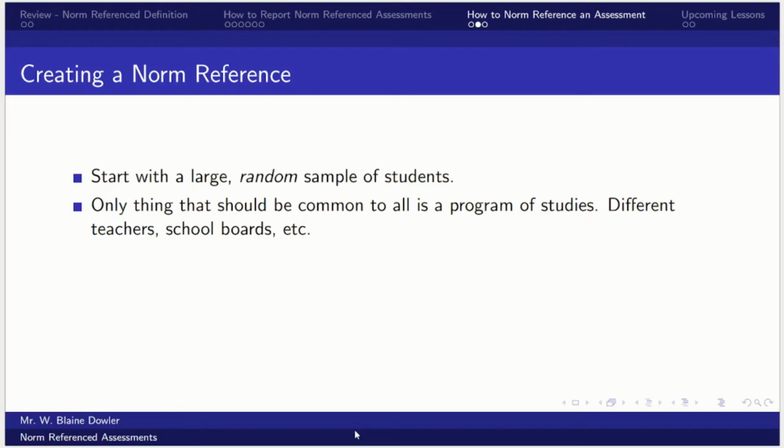So if you're teaching at a large university, you might have 500 students in your class. You can norm within the context of that class. That's how teachers mark on the curve. But that curve doesn't necessarily apply to another teacher's class. Different teachers will teach different topics at different levels of effectiveness.